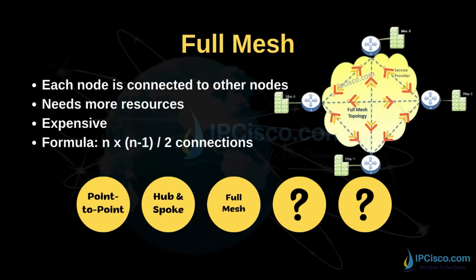The third WAN topology is full mesh topology. In full mesh topology, all the nodes are connected to the other nodes. Because of these redundant links, this topology is the most redundant WAN topology. But because of this, it is expensive.